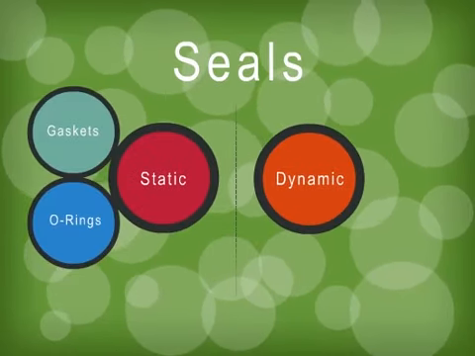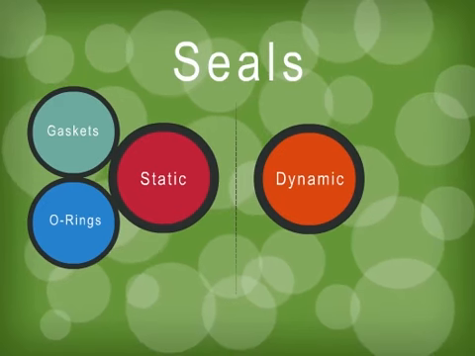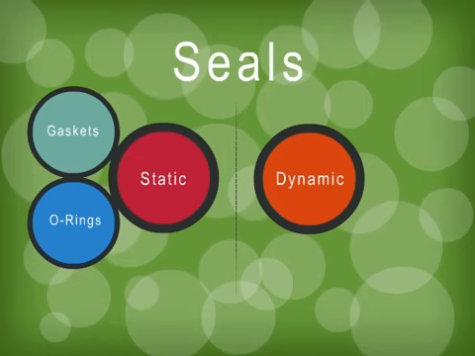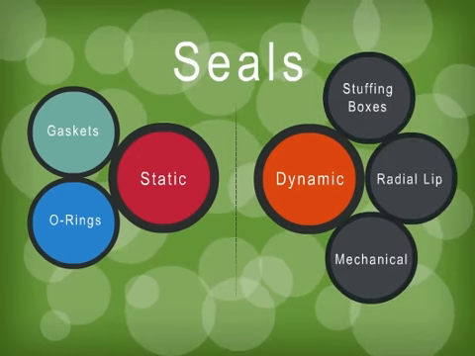Gaskets and O-rings are common examples of static seals. In this video, you will take a closer look at these. You will learn about the types of dynamic seals in other videos.